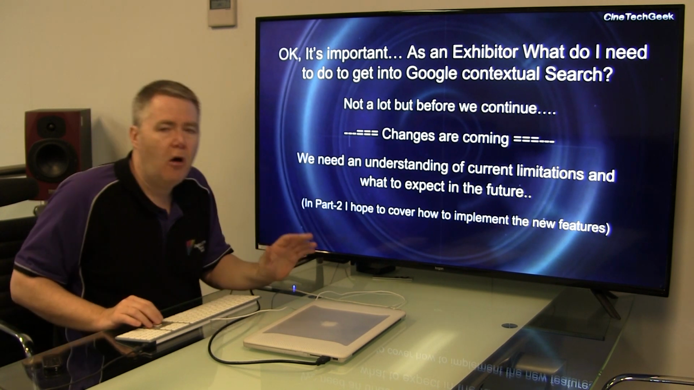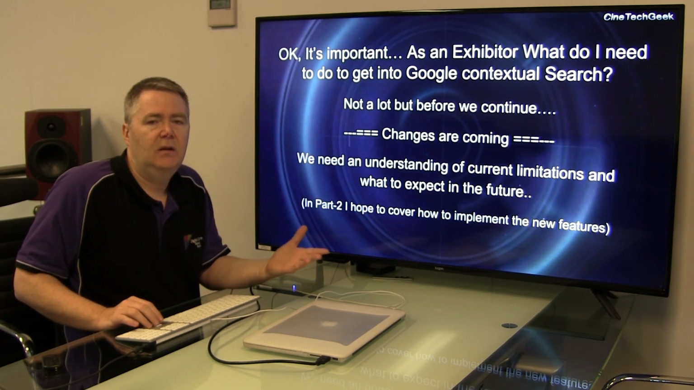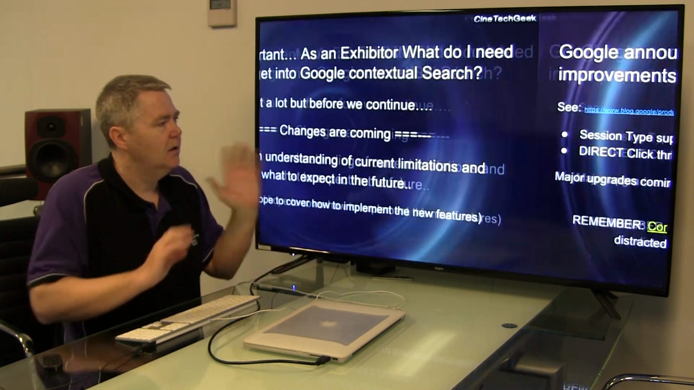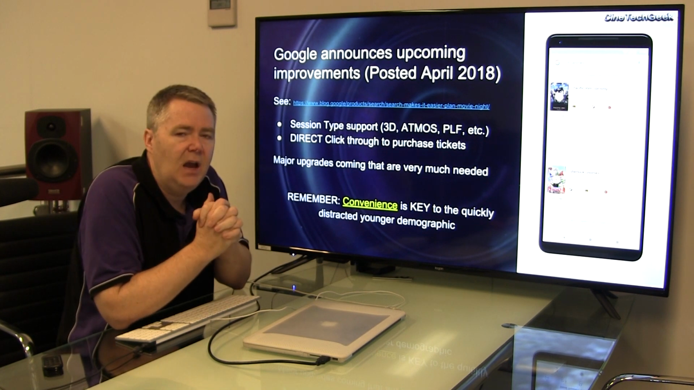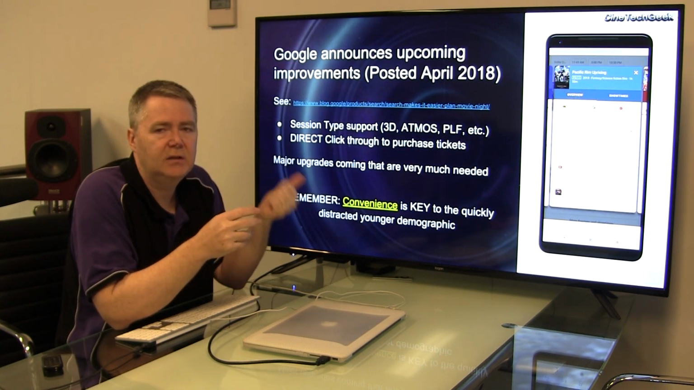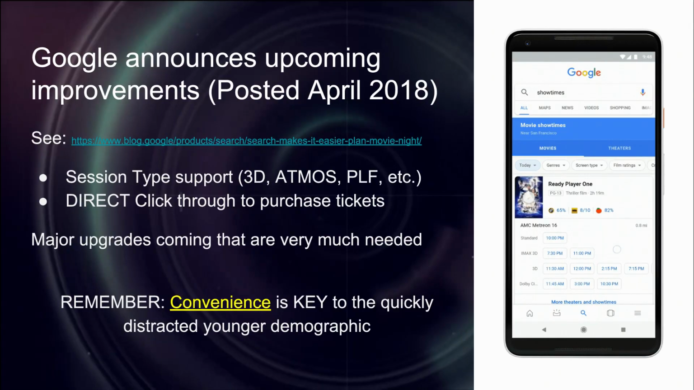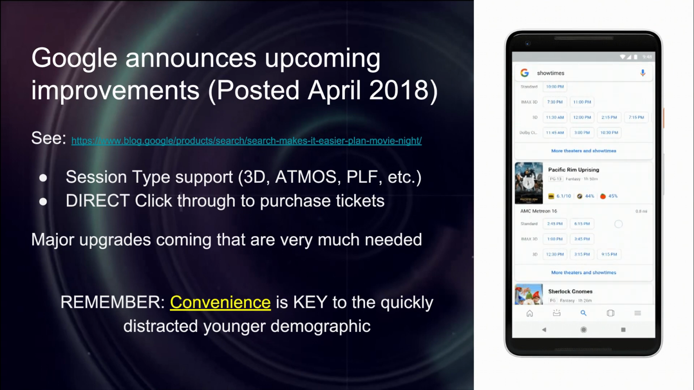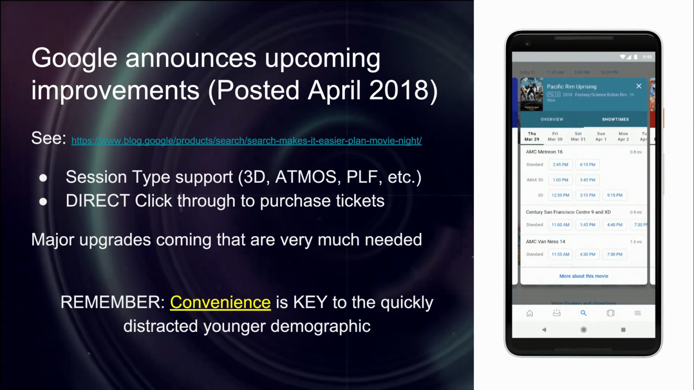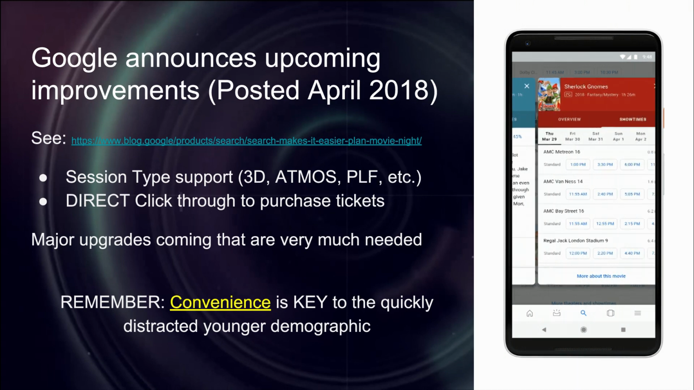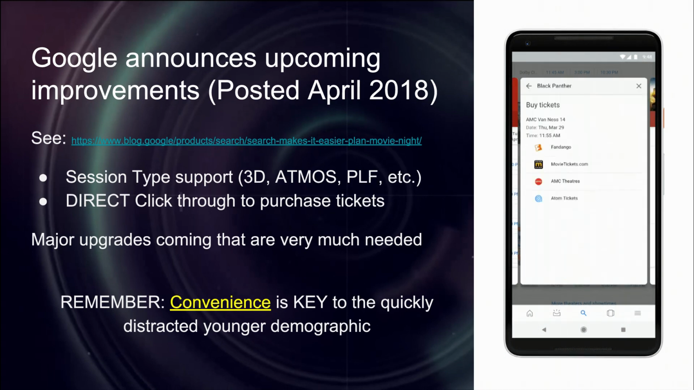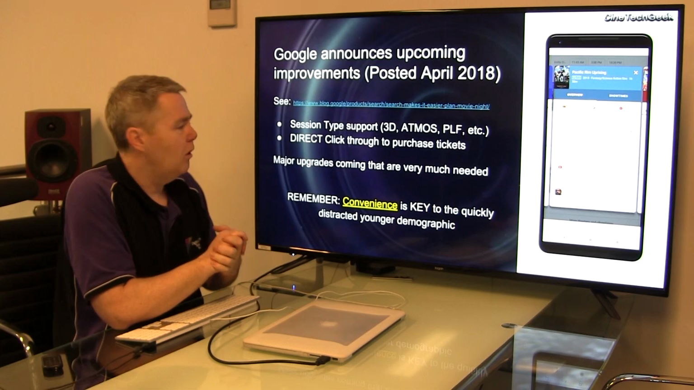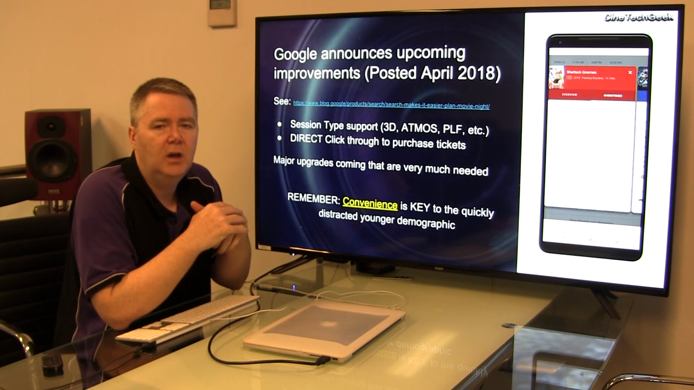And in part 2, I hope to go over more of that, as Google sort of announced this recently in this next slide. Google will announce upcoming improvements, posted in April 2018. So if you look at that link, Google on their search blog posted an announcement that they're going to be introducing a number of new features, and this is their example from their webpage of some of the new features.